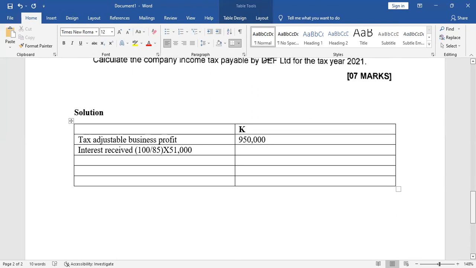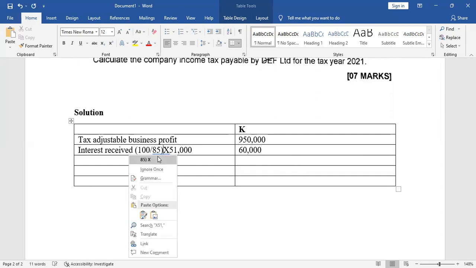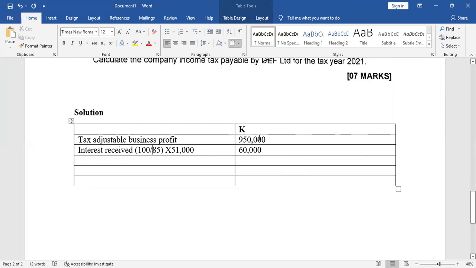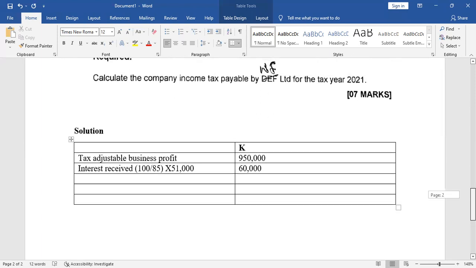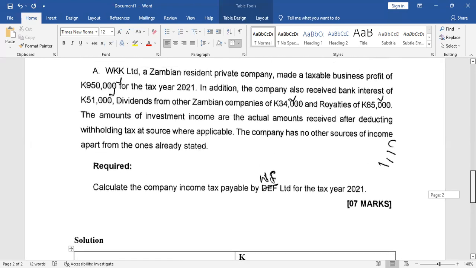Are we together? So this one, we are saying 100 divided by 85, multiplied by 51,000. I have 60,000. So the gross amount was 60,000 before they removed the 15% withholding tax. So this one has to be added to the adjustable taxable profit so that it is also taxed here, but we will remove a relief of what was taxed from the source.